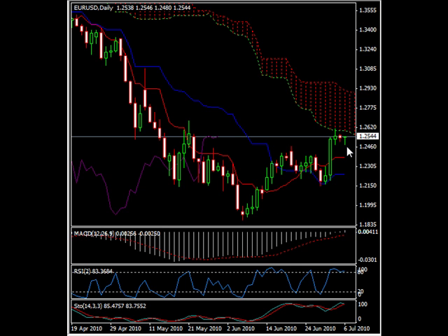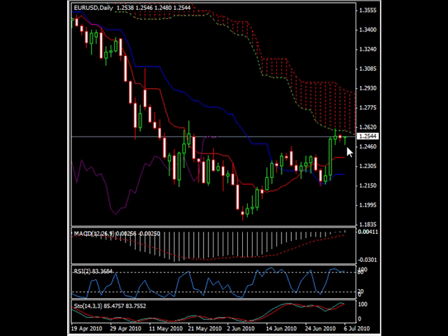Alright, a white body occurred on Friday because prices closed higher than they opened. During the past 10 bars, there have been 6 white up candles and 4 black down candles for a net of 2 white up candles. During the past 50 bars, there have been 22 white up candles and 26 black down candles for a net of 4 black down candles.